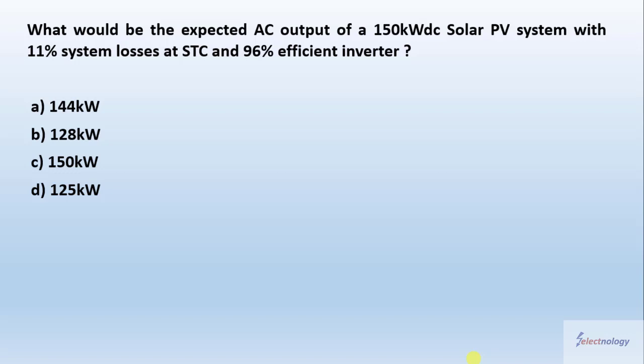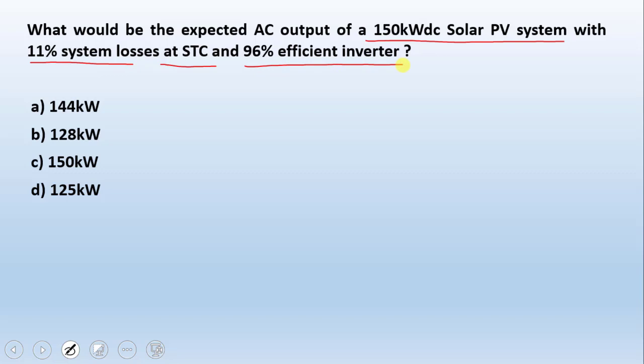Here we have a couple of important data, and that is, the first one is that it is a 150 kilowatt DC solar PV system and it is at STC. So we are receiving 1000 watt per meter square of solar radiation. Beside this, the data in the question is 11% system losses and we have a 96% efficient inverter.